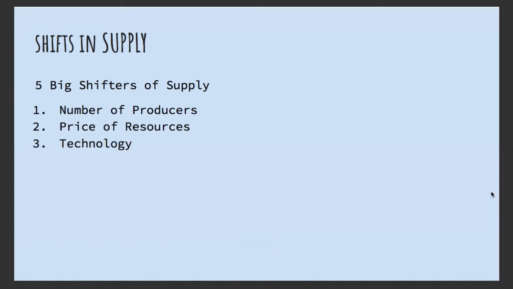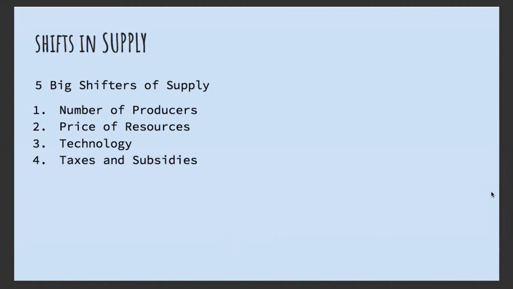Third shifter is the technology. For example, if we develop more technology, it becomes more efficient to produce Coke, and also it costs a little bit less money. Every producer will produce more for cheaper, and the supply will shift to the right.